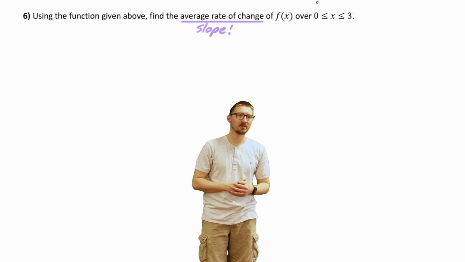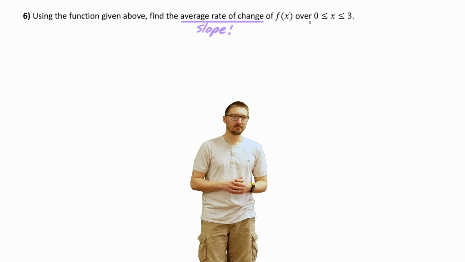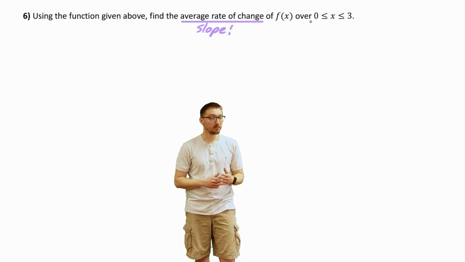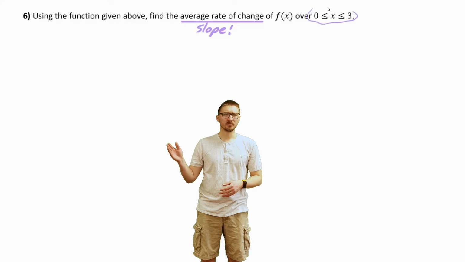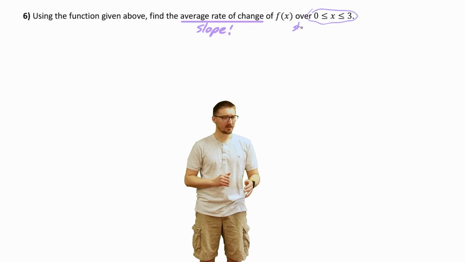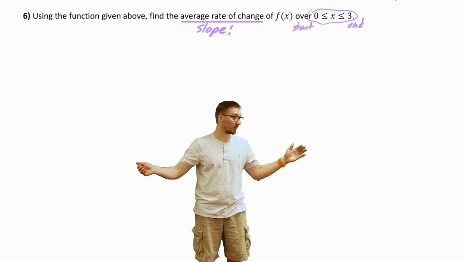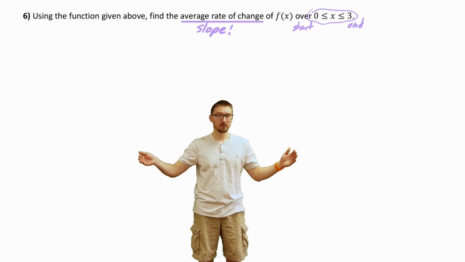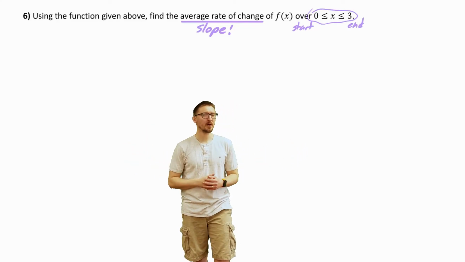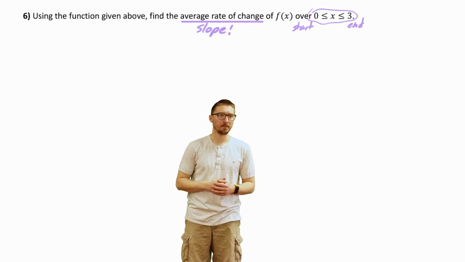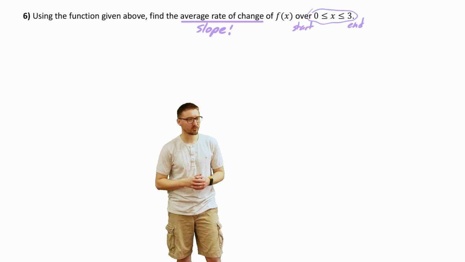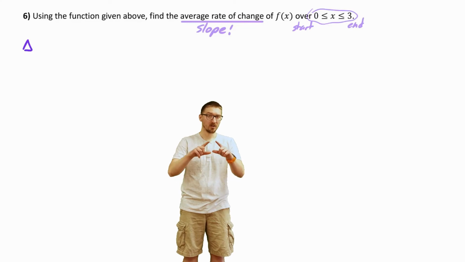But this question says, for the function above, find the average rate of change of f(x) over 0 ≤ x ≤ 3. So from 0 as my starting point to 3 as my end point, beginning to end. What's my average rate of change? What's my slope?